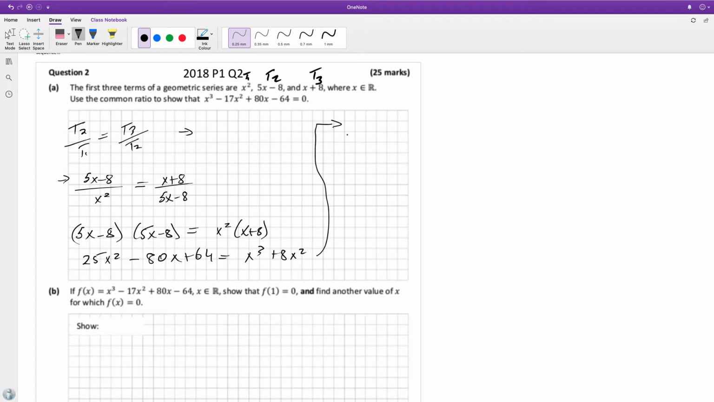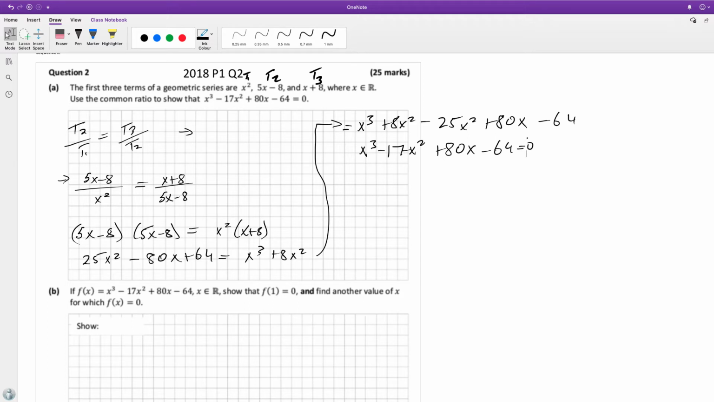Come up here, bring everything to one side. x cubed plus 8x squared plus 25x squared minus 80x plus 64, so x cubed minus 17x squared plus 80x minus 64 is equal to 0. There you go.